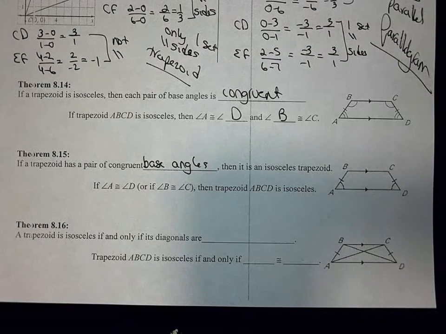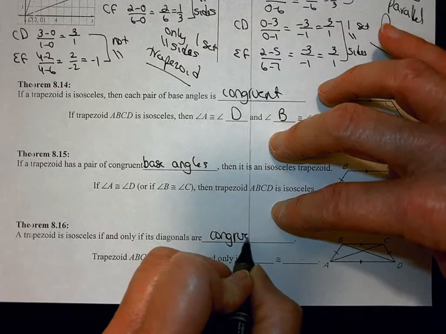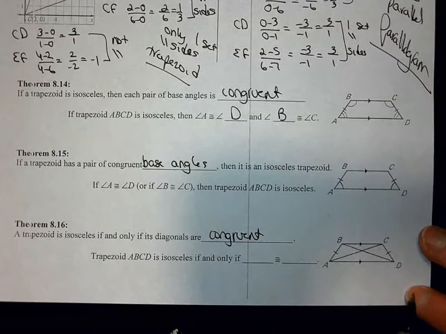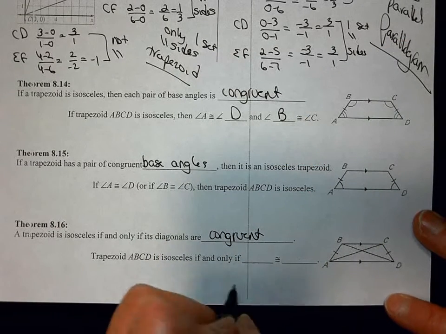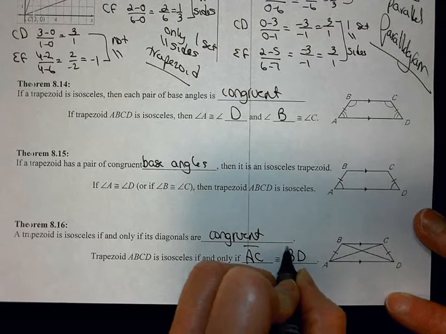Last thing, again, we're going to talk diagonals, so you know it's an isosceles trapezoid if the diagonals are congruent. So if we measure kitty corner to kitty corner, AC has to be congruent to BD.